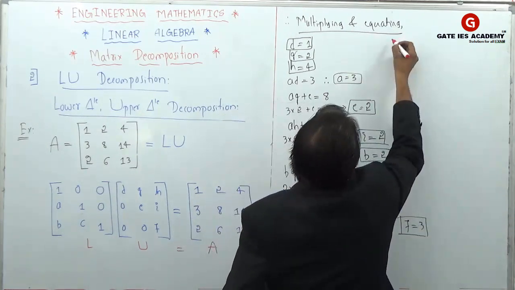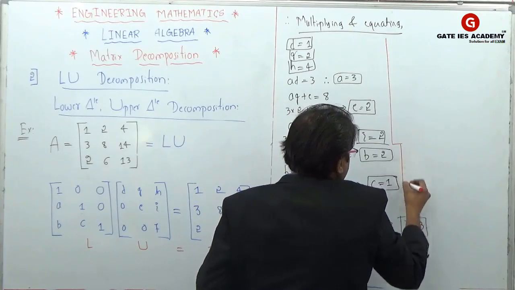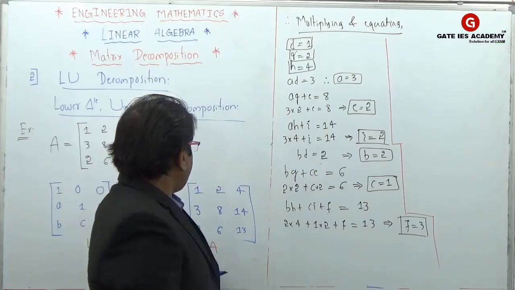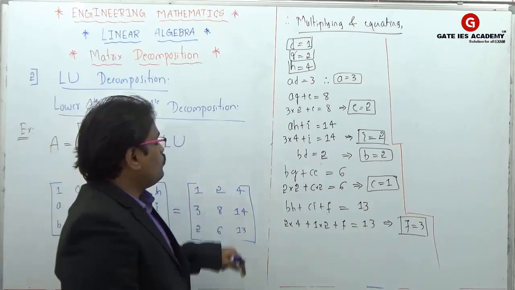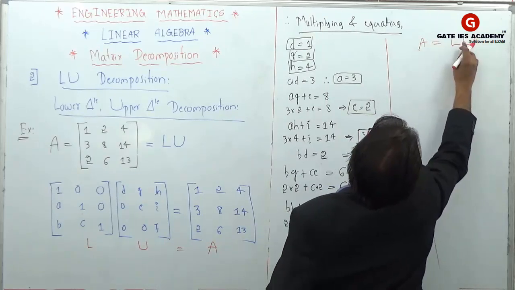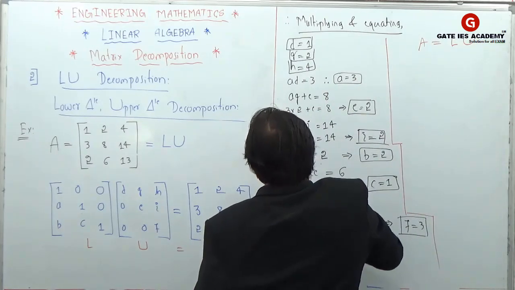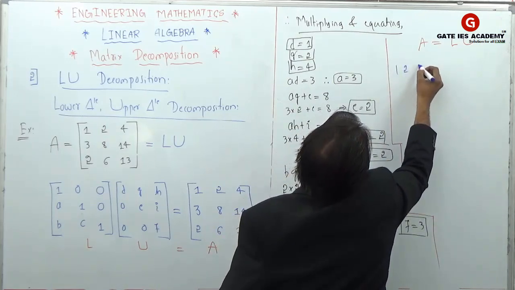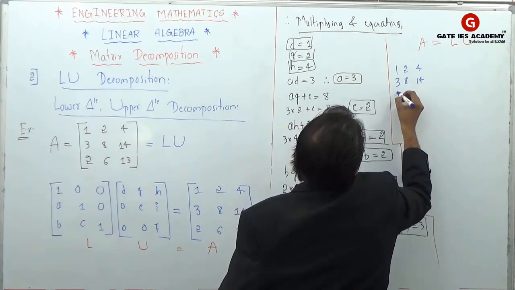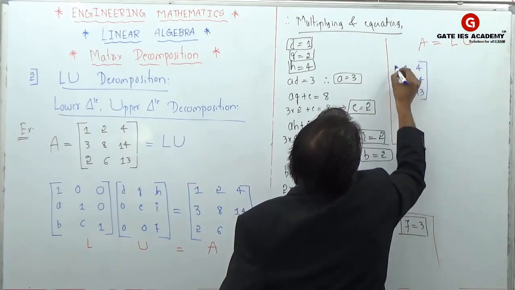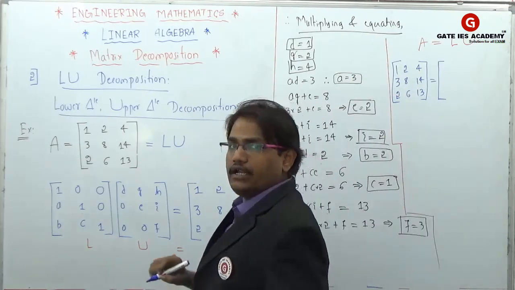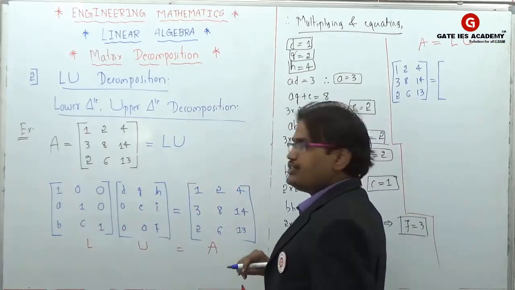So now all the values are known, and I can directly write A equals LU. A is 1, 2, 4, 3, 8, 14, 2, 6, 13, which equals L, the lower triangle, with 1, 1, 1 on the diagonal and A, B, C below.